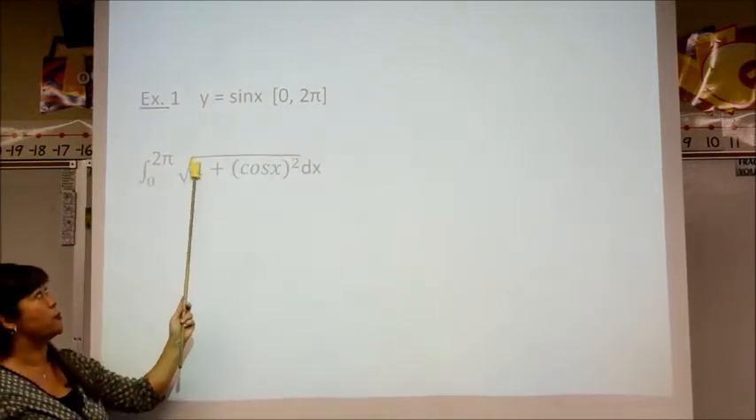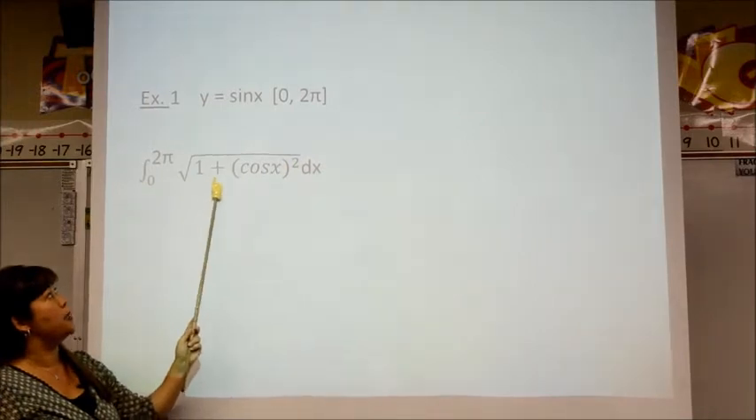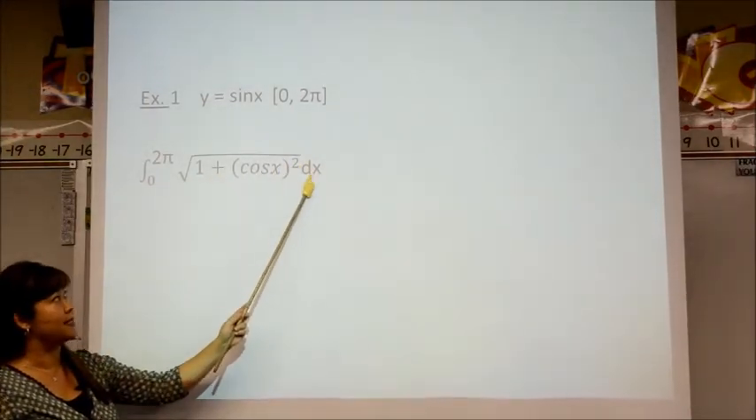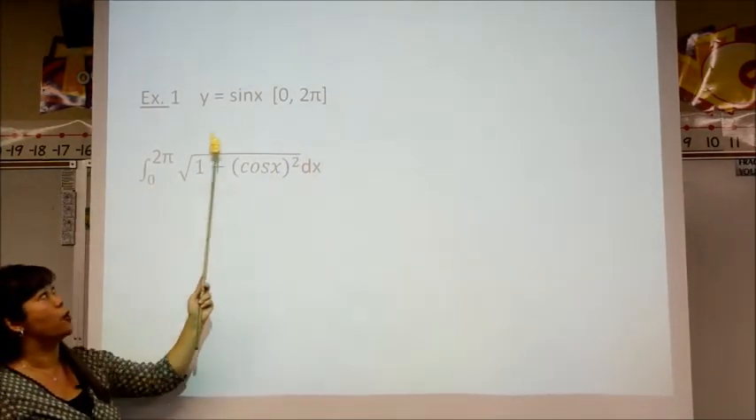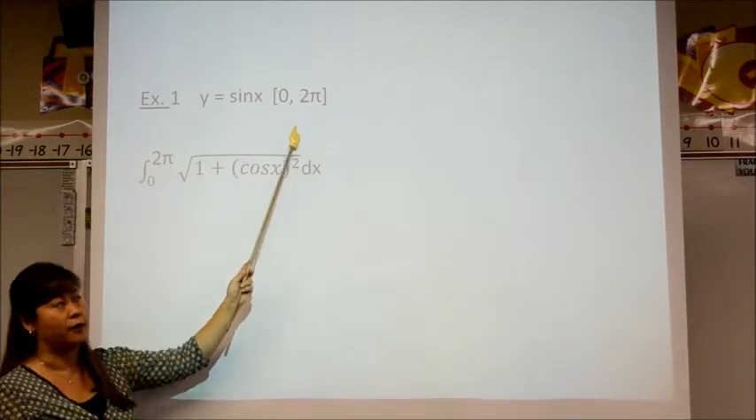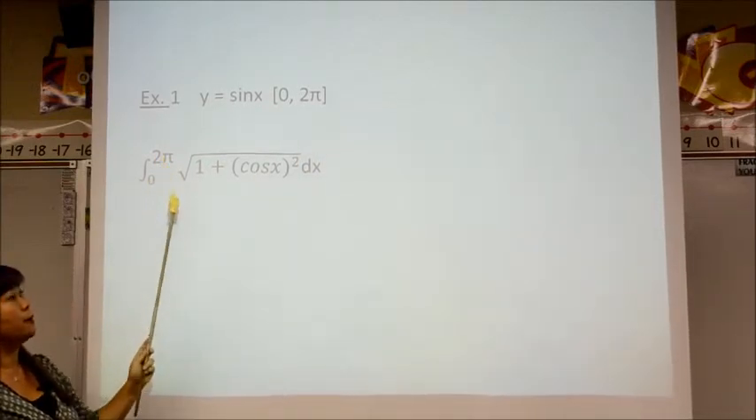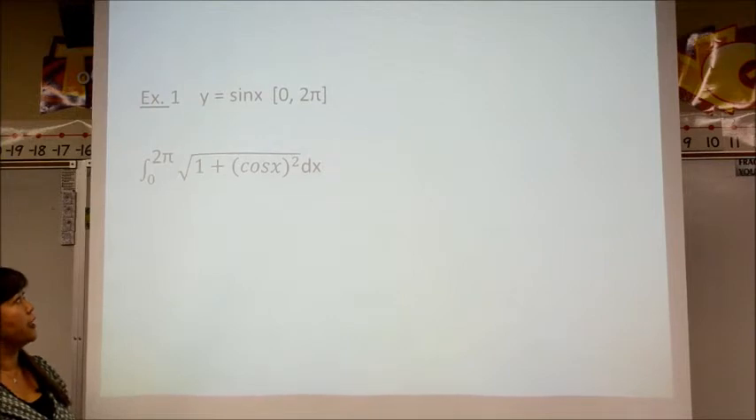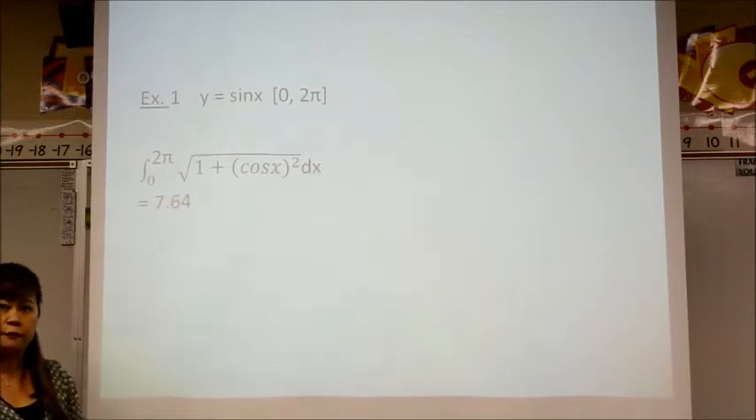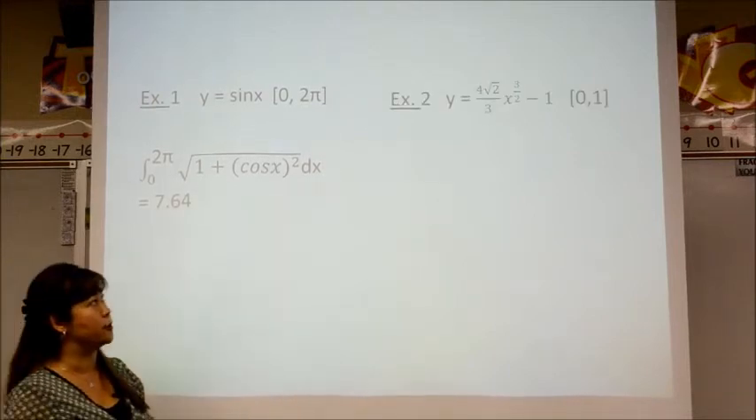The formula starts with the square root of 1 plus cosine squared dx, and the limits are 0 to 2 pi only because it's given to us. All right, so we put that 0 to 2 pi in the calculator, and you're going to get 7.64.